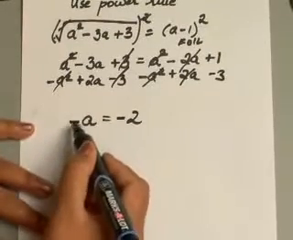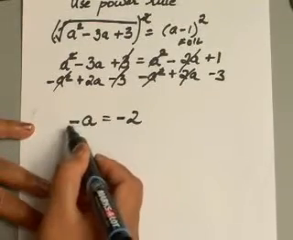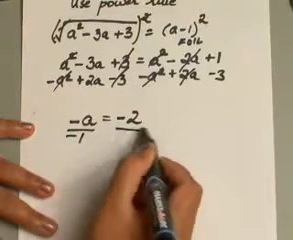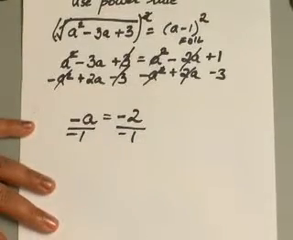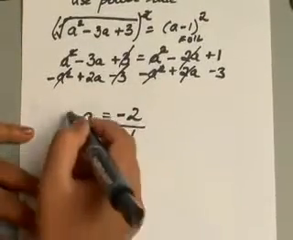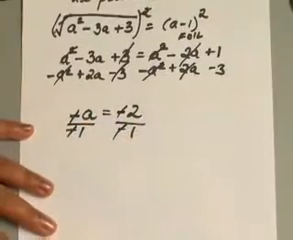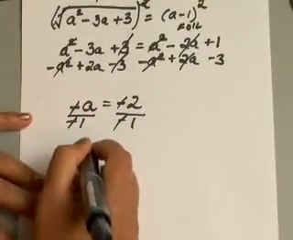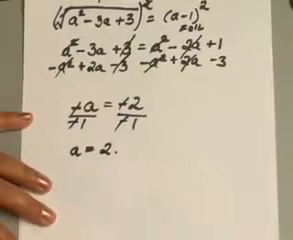Now just like we did earlier, since you have a negative sign on your a, we want to get rid of that negative. We'll go ahead and divide both sides by negative 1 and get rid of those negative signs, and you end up with a equals 2.